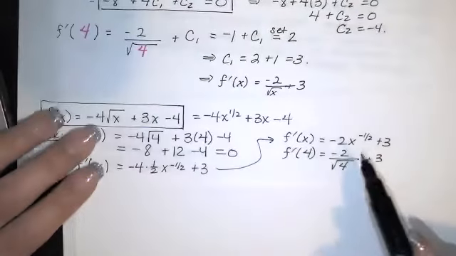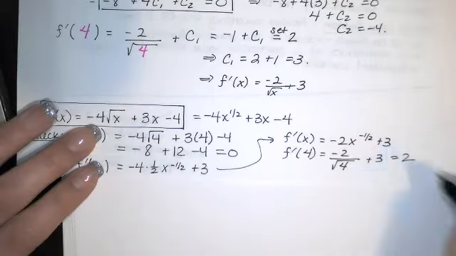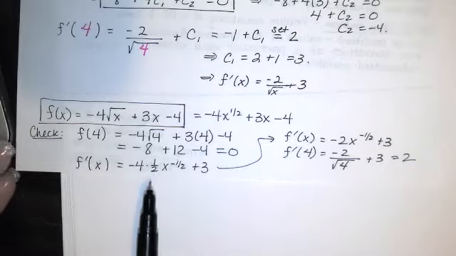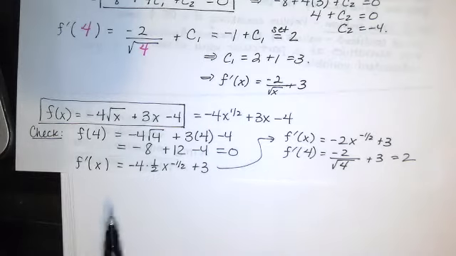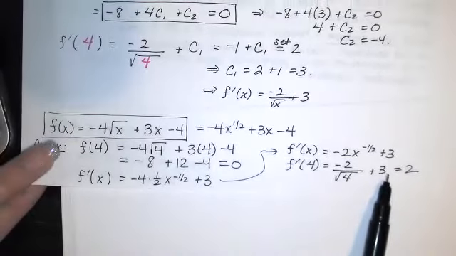So I've got -2 over 2, which is -1. -1 plus 3 is 2. Is that my initial condition? Yes. Okay. Now, I haven't finished checking yet. All I found was that f of 4 equals 0 and f prime of 4 equals 2.